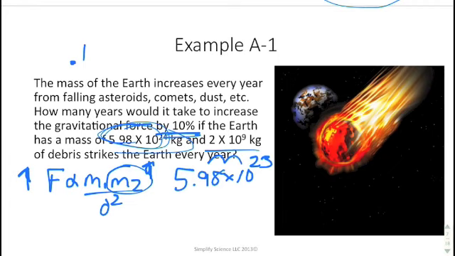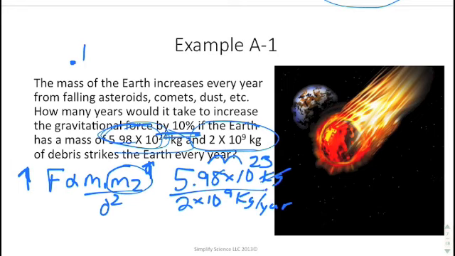Now I actually have a ratio here that says there's 2 times 10 to the 9th kilograms of debris that strikes it every year. So all you have to do is divide and say 2 times 10 to the ninth kilograms per year, and you will get how many years it's going to take for this to work, because kilograms is going to cancel with kilograms and years is going to flip its way to the top.